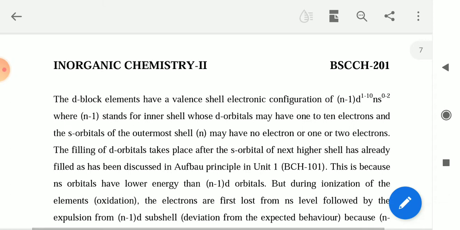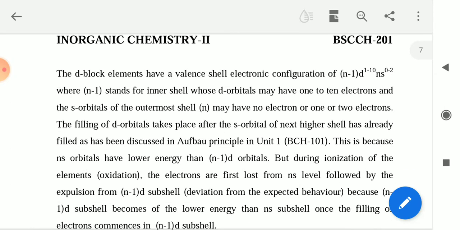Generally, the electrons are filled in the d block elements such that the valence shell electron configuration is (n minus 1) d 1 to 10, n s 0 to 2, where n minus 1 stands for the inner shell whose d orbital may have 1 to 10 electrons, and the s orbital of the outermost shell n may have no electron, or one or two electrons.